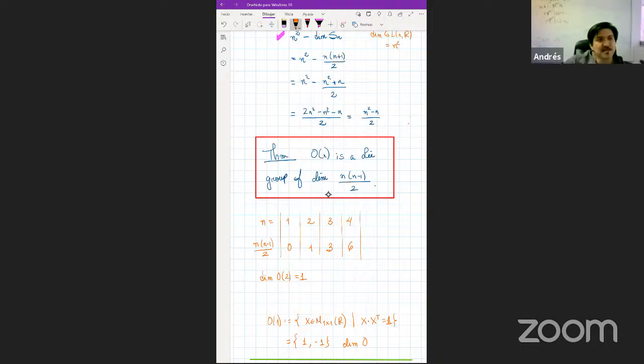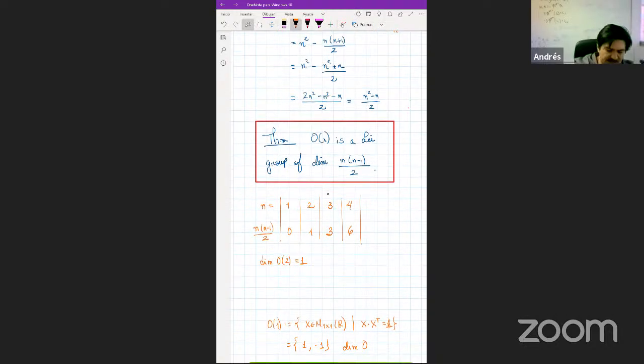So at this point, we don't know if O2 is connected or not. It's not going to be connected. And it will happen that O2 is the disjoint union of 2 circles. Okay? In some way you have seen what O2 is.